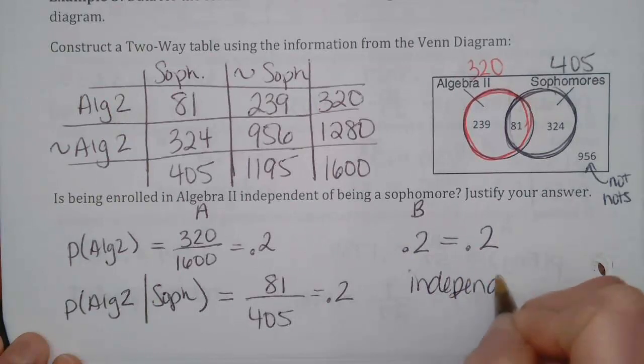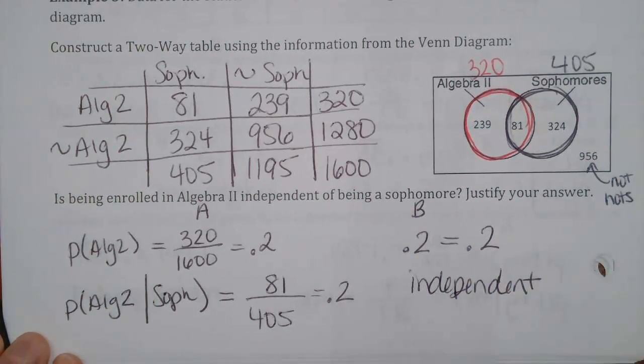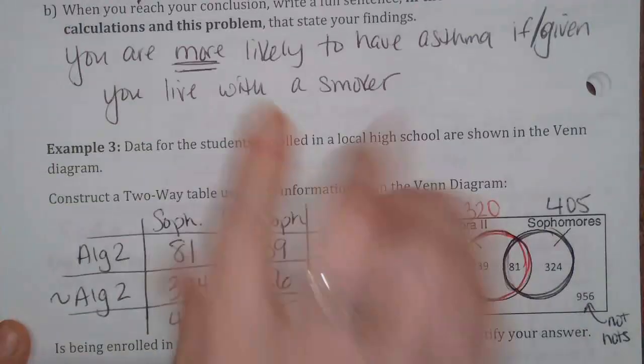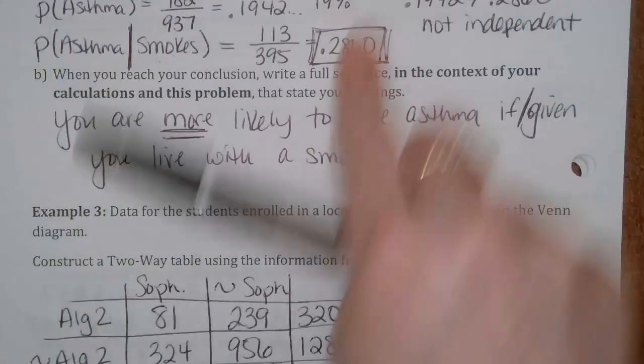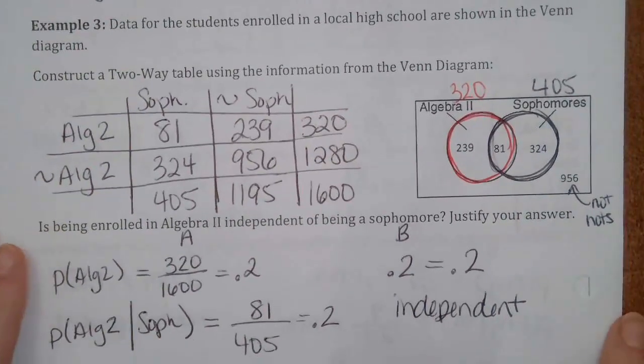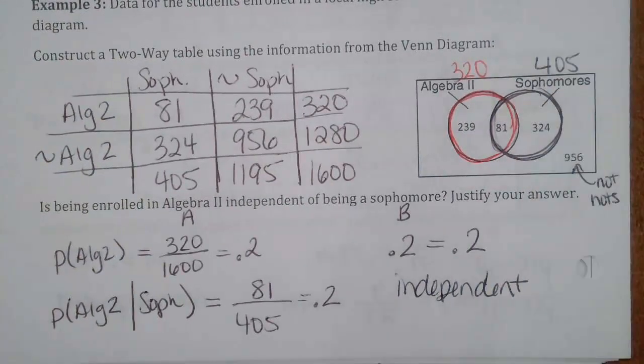If you had to write a sentence here, you could say that they are equally likely. On the previous example, we said more likely because the conditional was greater than the other one. This one, since they're the same, we could say that they are equally likely.